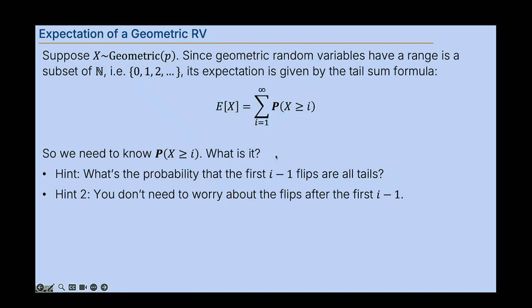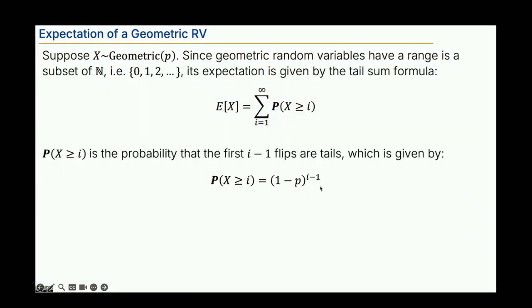So the probability that the first i minus 1 flips are all tails is going to be 1 minus p to the i minus 1. So a geometric random variable has this nice property that its probability of being greater than or equal to some value is a simple expression. That's not true for all other random variables. Like a binomial, it's not going to be so nice. Here, it is nice. Okay? So once I have this expression, then I just need to sum this for all possible i's.